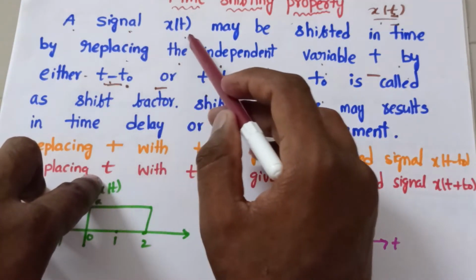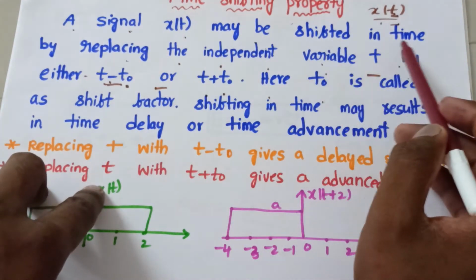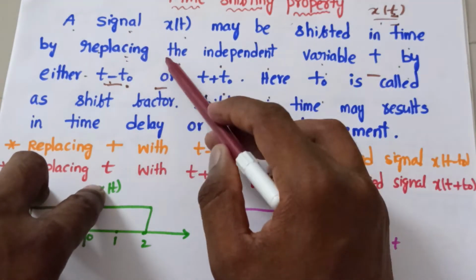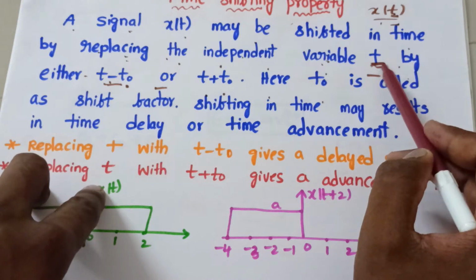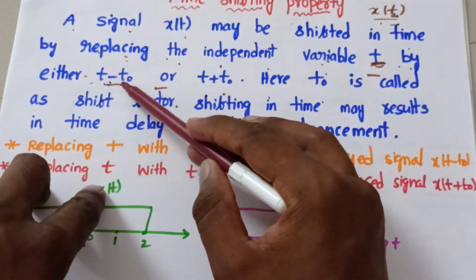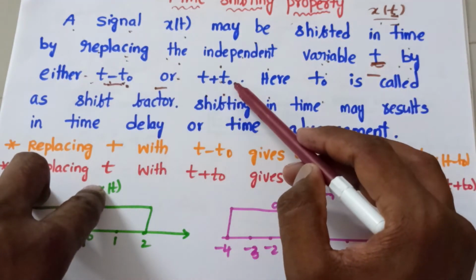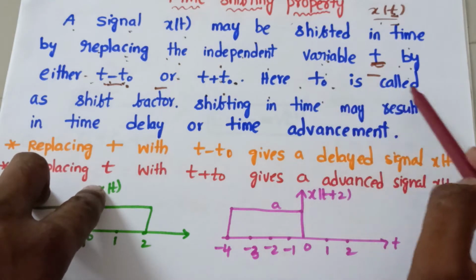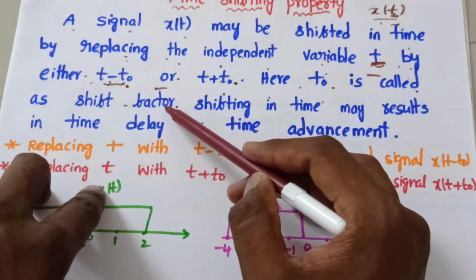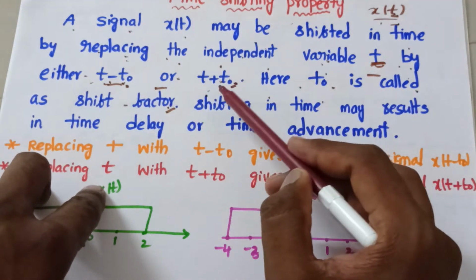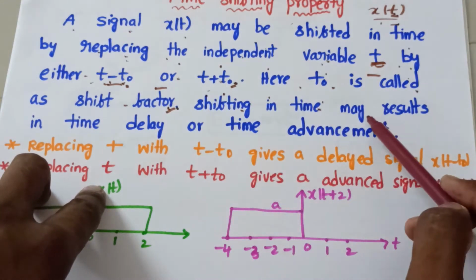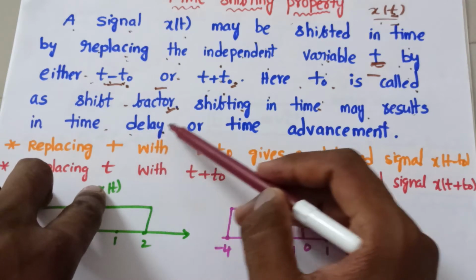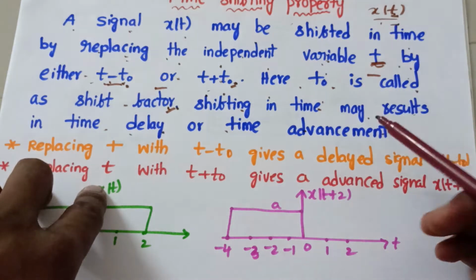A signal x of t may be shifted in time by replacing the independent variable t. Remember, this independent variable t is replaced by either t minus t naught or t plus t naught. Here t naught is called the shift factor. Okay, what is t naught? t naught is called the shift factor. Shifting in time may result in time delay or time advancement.